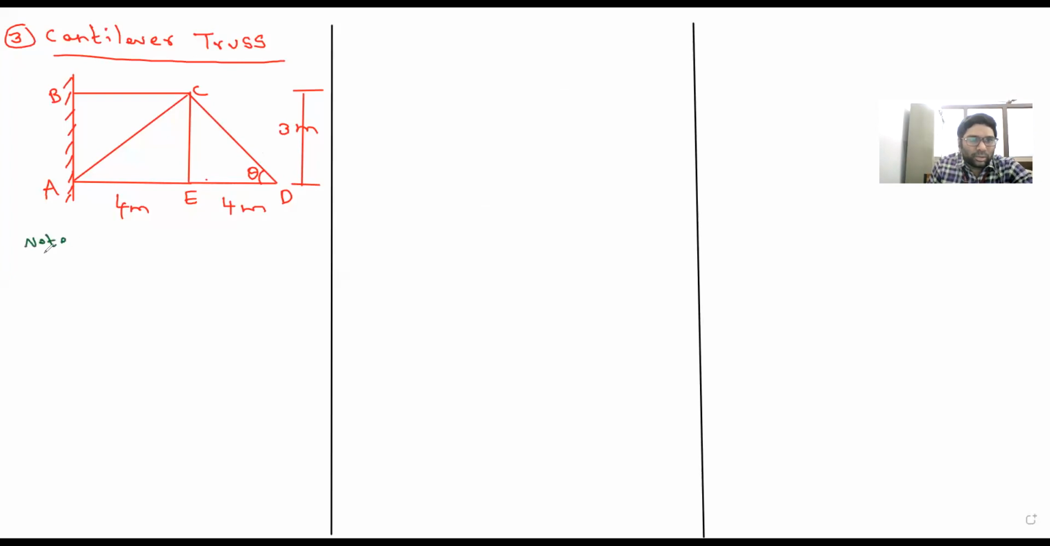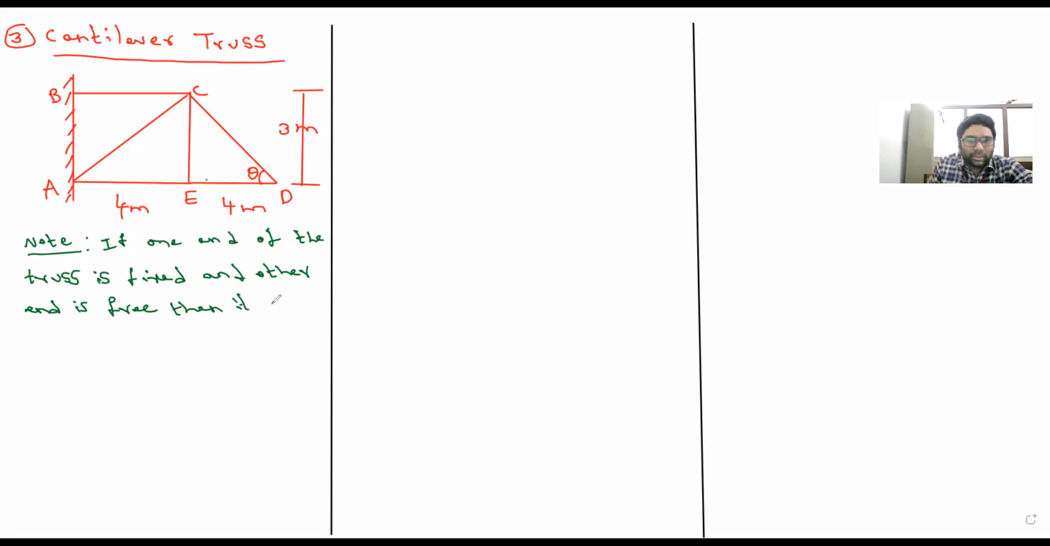Note: if one end of the truss is fixed and the other end is free, then it is a cantilever truss.